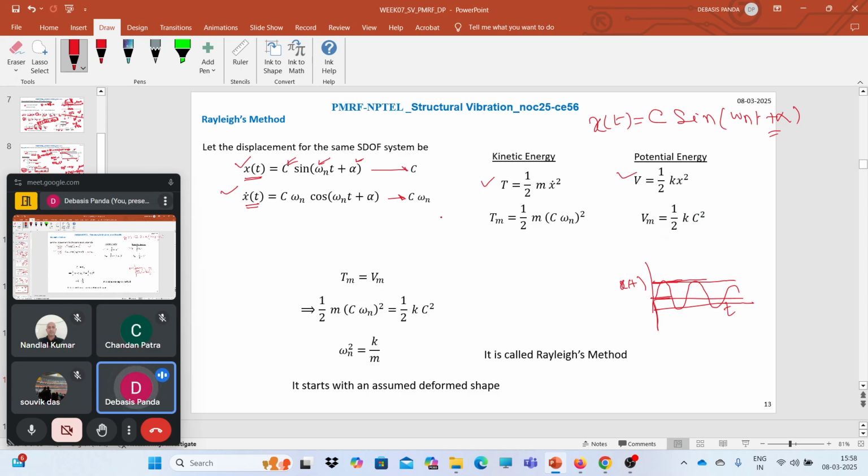So if I want to calculate the maximum kinetic energy and maximum potential energy, how can we do that? So the maximum kinetic energy will be half into m into the maximum velocity, or the amplitude of the velocity. So here this is the velocity of this system. So we have here the same system as previously, whatever system we have defined, the same kind of system we have.